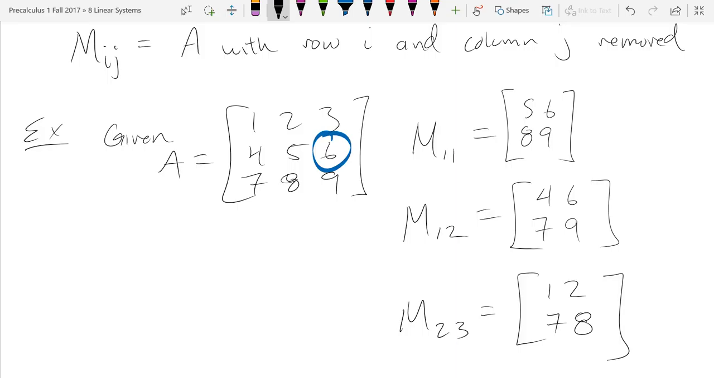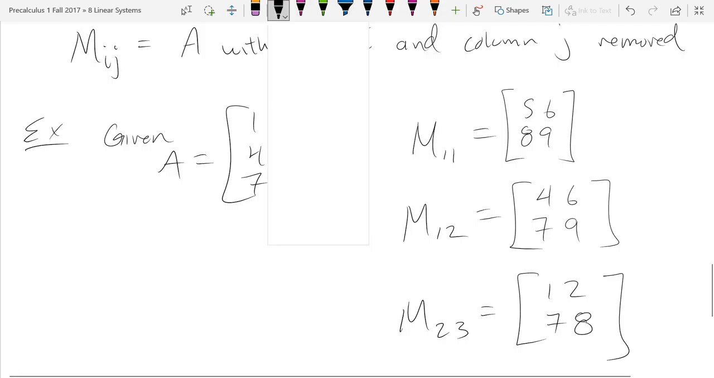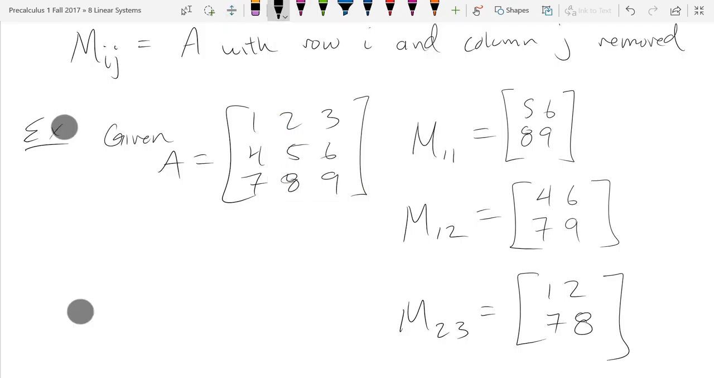Are there any questions on that last 1, 2, 7, 8? All right, so those are minors. And now we're going to look at the sign matrix.